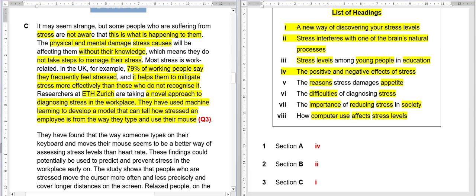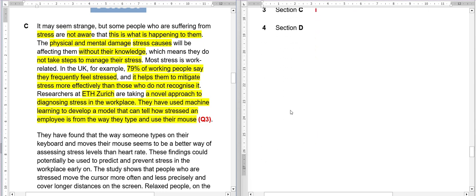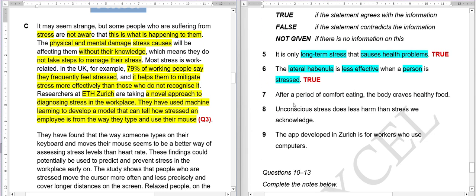Clear? I hope it is clear. Okay, let's read the other questions as well, if there is any answer. After a period of comfort eating, there is no mention of this. Unconscious stress does less harm than the stress we acknowledge. Is there any mention of acknowledging and not acknowledging the stress? Yes, there is. Where is it written? Here, in this particular sentence.